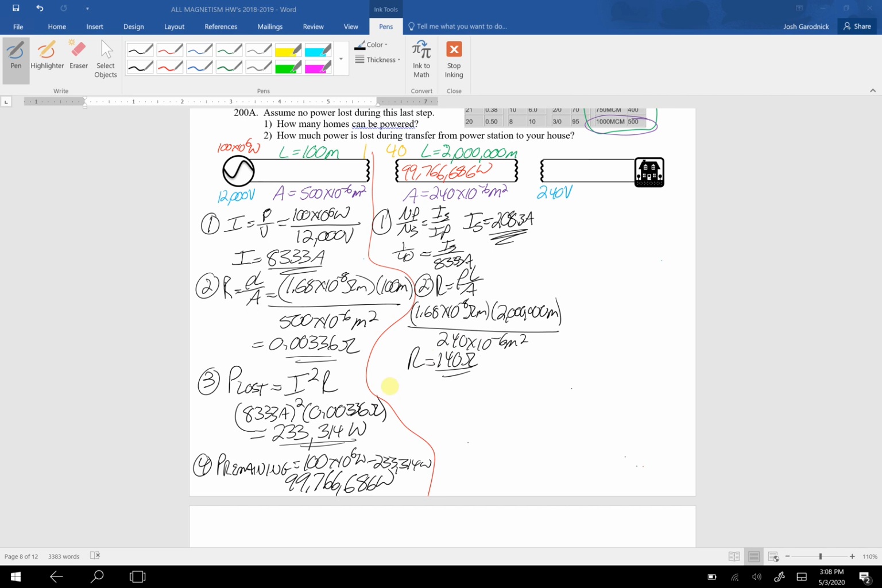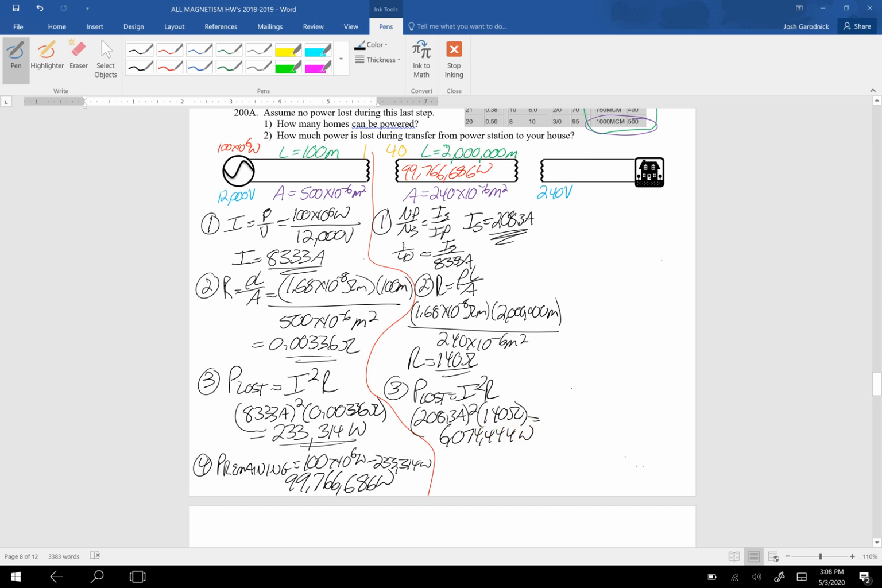Next step, how much power is lost? It's going to be I squared R every time, I promise. That's why we found I first, then R. That's going to be 208.3 amps squared times R, which is 140 ohms, giving us a power lost of a lot. It gives us 6,074,444 watts. That's a lot.